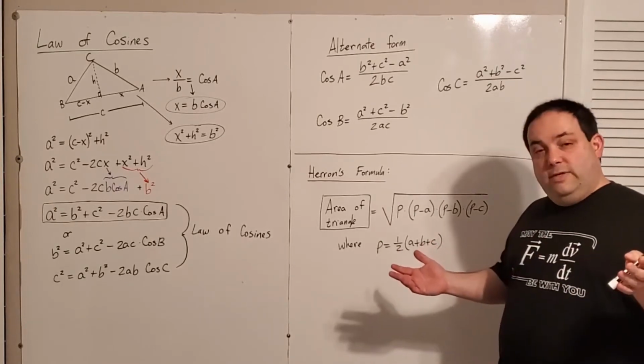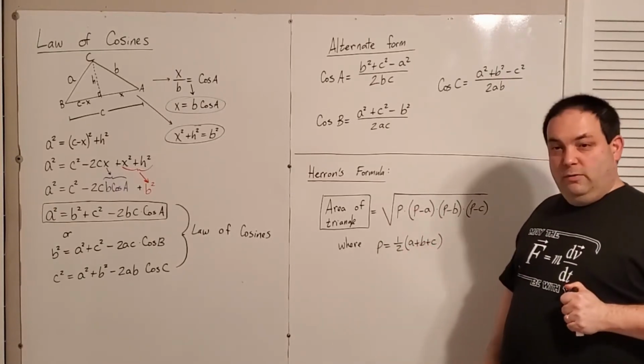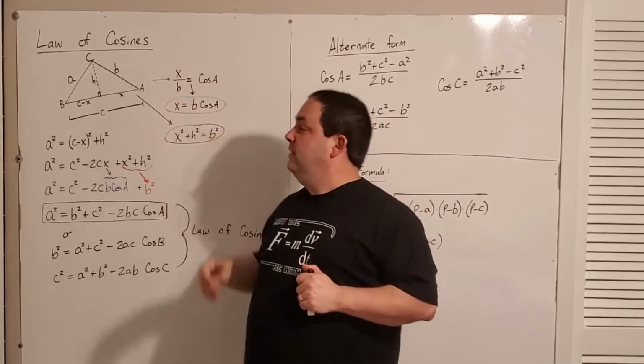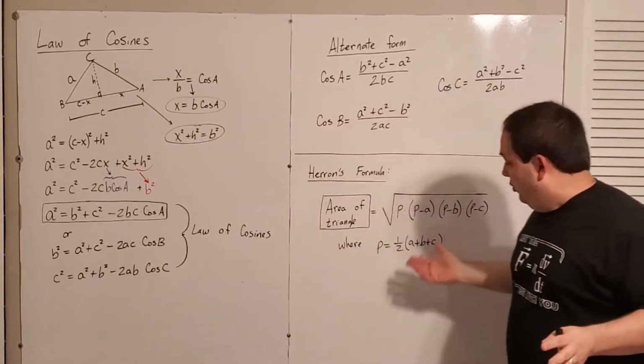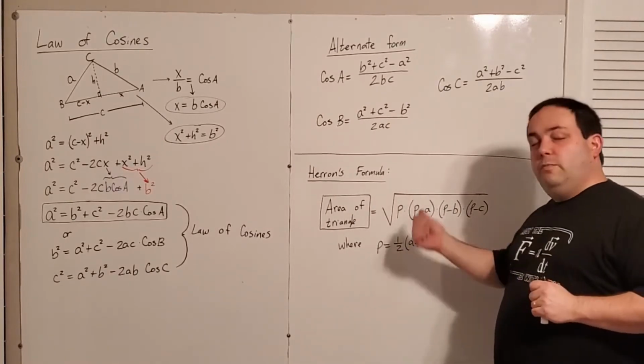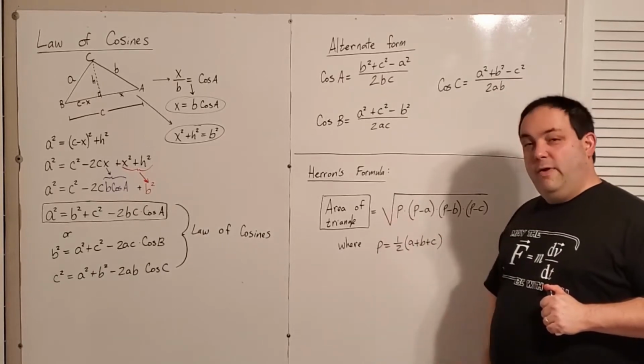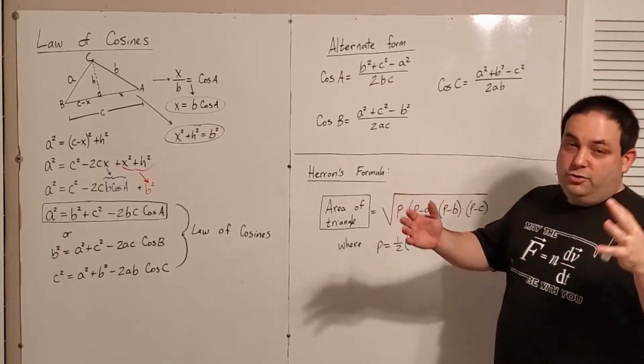All you need is the 3 sides, and that's actually very powerful. Instead of actually having to find the height and do 1/2 base and height, all you need is the 3 sides, and you can just plug it in and crunch out the area. And that makes it a very powerful area formula also for larger shapes.